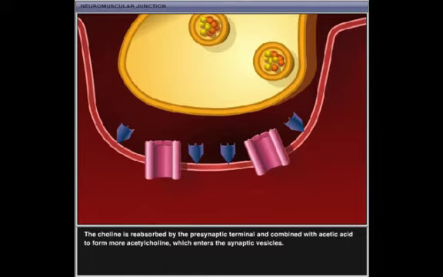Okay, so now we've got the excitation phase covered. The signal has been passed from the neuron to the muscle cell membrane. Now what?